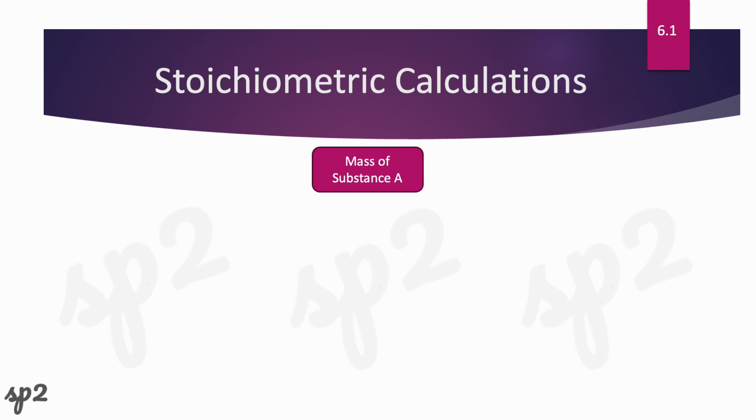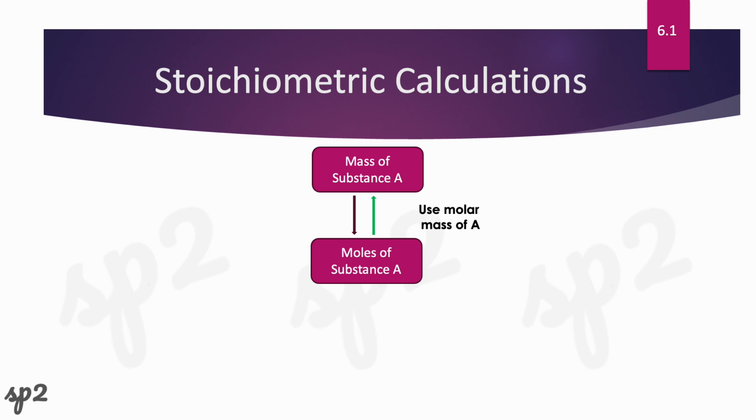If the mass of substance A is given, and you try to convert that to the moles of the substance, what do we need to pick here? How do we do this conversion? You are right, I need to use the molar mass of compound A, and that is something that I can find on my periodic table.